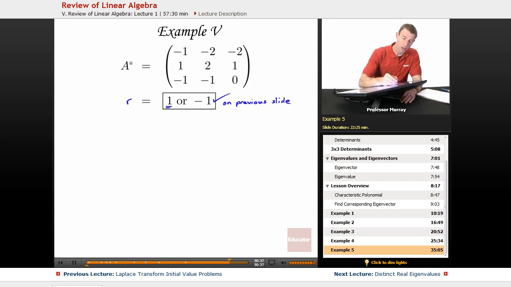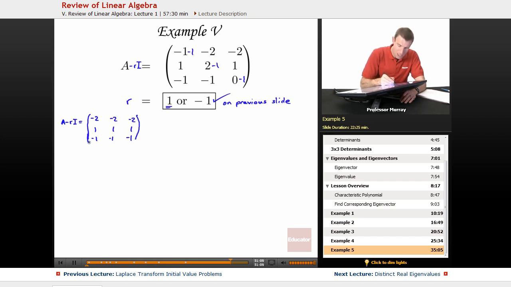Remember, the way we do that is we plug in A minus rI, which means you subtract r on the main diagonal. So I'll do minus 1 there, minus 1 there, and minus 1 there. I'll see how that works out. A minus rI is equal to, now negative 1 minus 1 is negative 2, negative 2, negative 2, 1. 2 minus 1 is 1, 1 there. Negative 1, 0 minus 1 is negative 1.